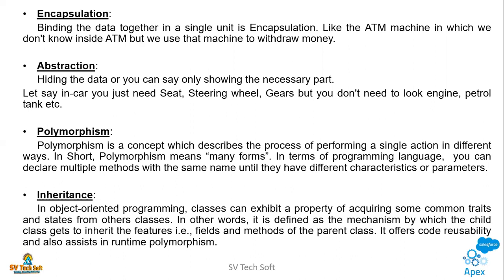Without writing different methods, we can write only one method, and based on the parameters it will work accordingly. Or, you can write more than one method with the same name, and based on the type and parameters, the related method will be called. That is polymorphism. Then, inheritance.